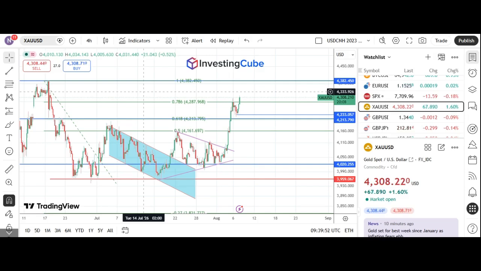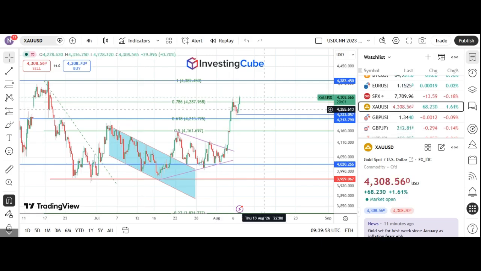So if we look at the gold charts right now, this is a 4-hour chart of gold. If you're looking for a USD bullish opportunity, you'll be looking to short gold. And if you're looking for a USD negative opportunity, you'll be looking to do what? To buy gold. So how do you do this on the charts?